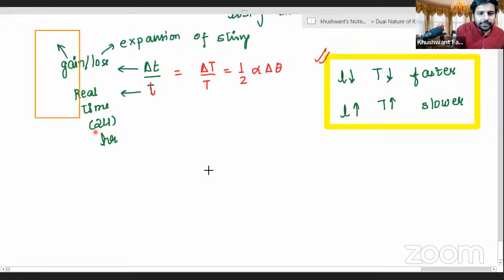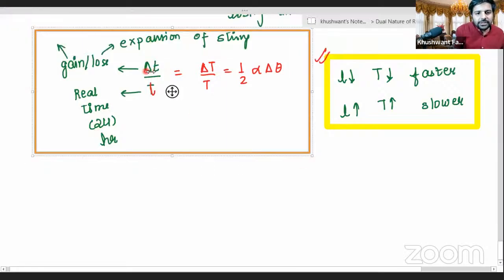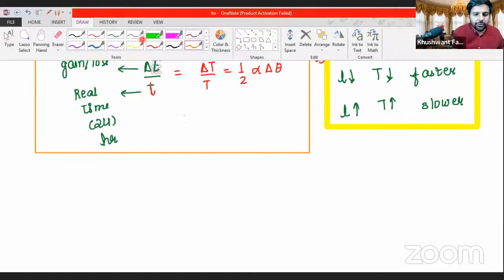Okay, so this is the gain or loss of time. How much time is being lost? Let's solve one more question for your clarity.